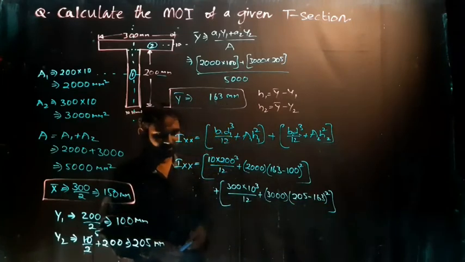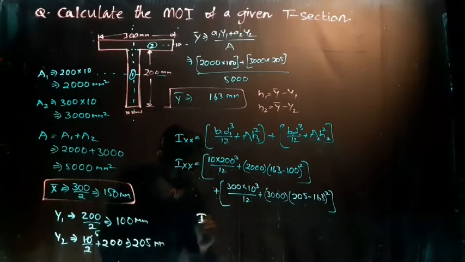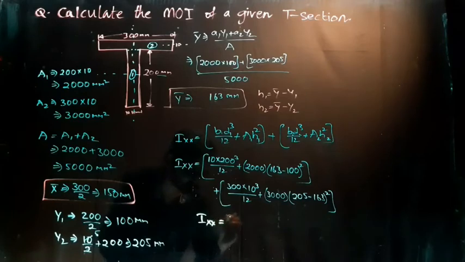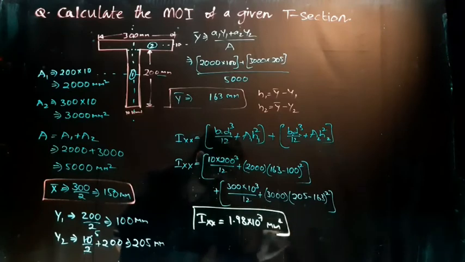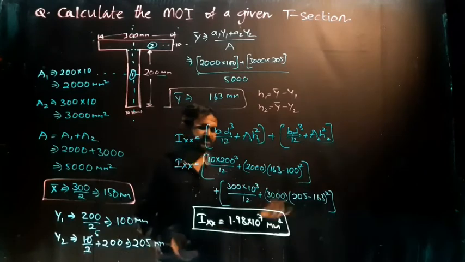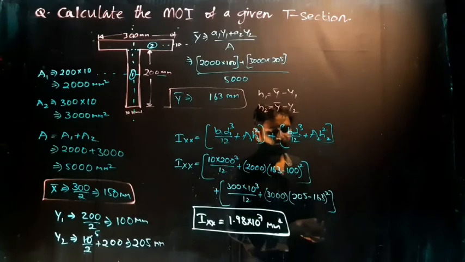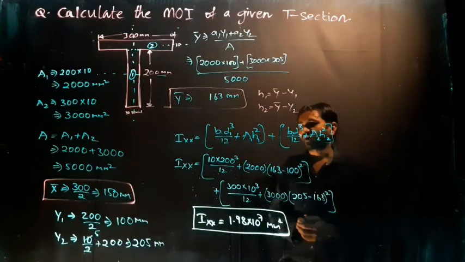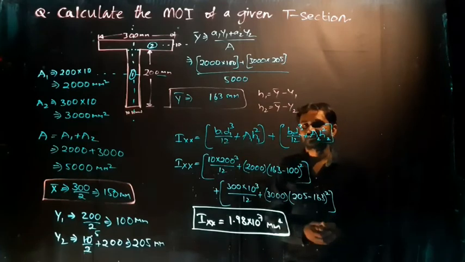After substituting all the things, you will get the value, that is Ixx equal to 1.98 into 10 to the power of 7 mm to the power of 4. Yes, this is your final value. For substituting all the things, you can solve in the calculator. You will get Ixx equal to 1.98 into 10 to the power of 7. So this is the value of Ixx for the T section.